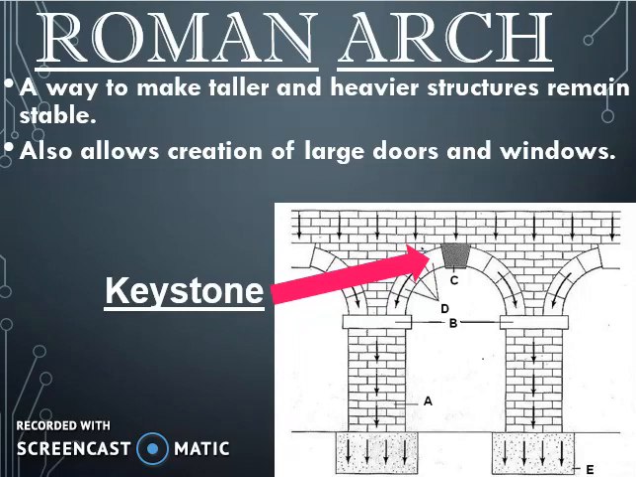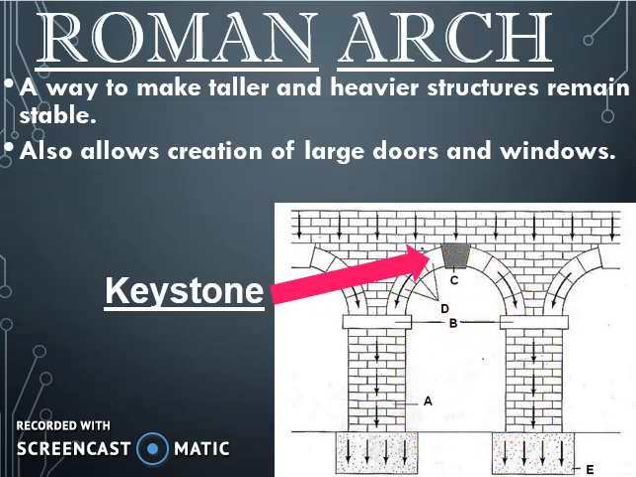It was a way to make taller and heavier structures remain stable. It also allowed the creation of large doors and windows. So now they could build higher because they didn't need as many resources, because the whole area here of the open arch would not need resources anymore. And they wouldn't be as heavy. The structures themselves wouldn't be as heavy because of the lack of resources in these arches.